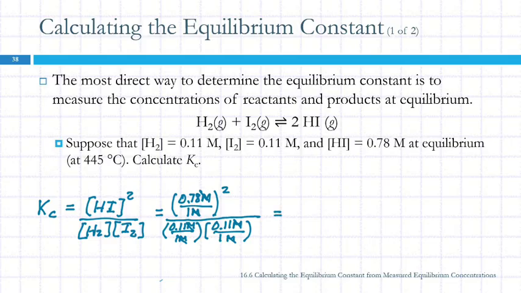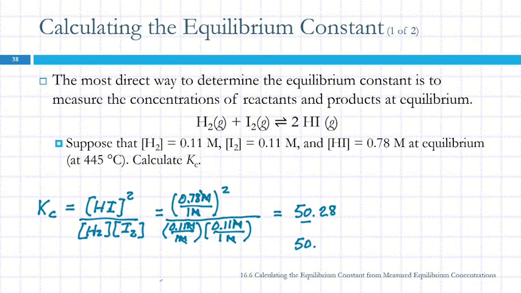So we can calculate this. 0.78 squared divided by 0.11 times 0.11. And I get 50.28 and a bunch more digits. Two sig figs would be a good number because that's what the concentrations had. So 50, no units.